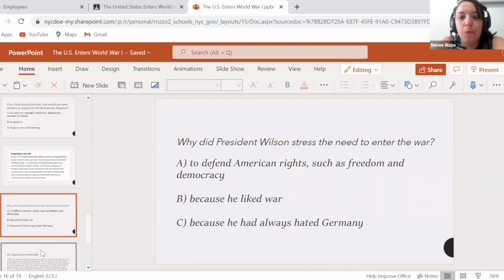So, why did President Wilson stress the need to enter the war? A, to defend American rights, such as freedom and democracy. B, because he liked war, or C, because he had always hated Germany. So if you paid attention to what was said there, he really did not want to enter the war. He felt like his hand was forced. So the only answer that really makes sense here would be A, to defend American rights such as freedom and democracy.